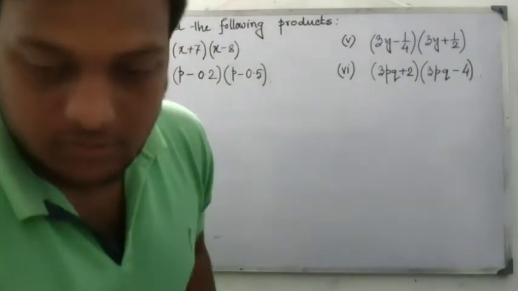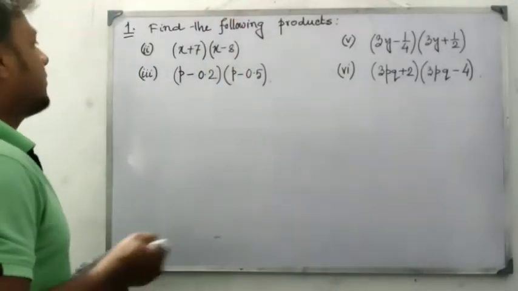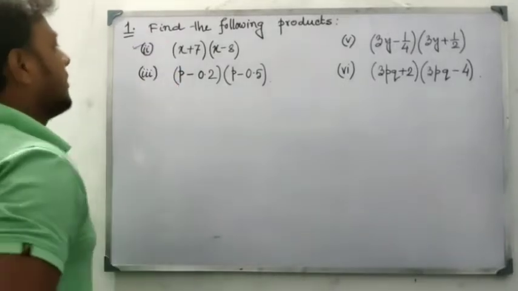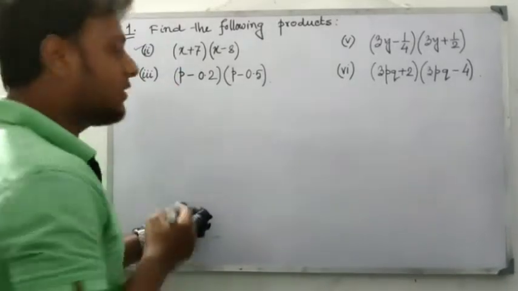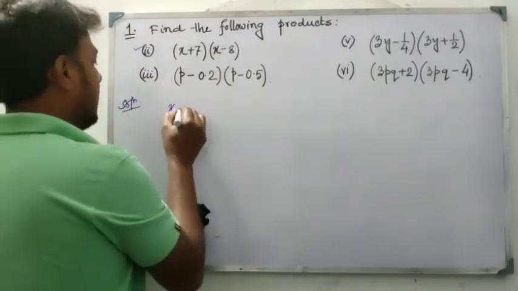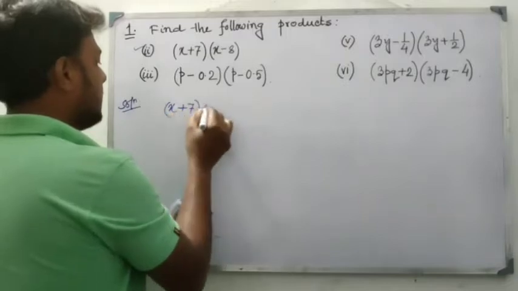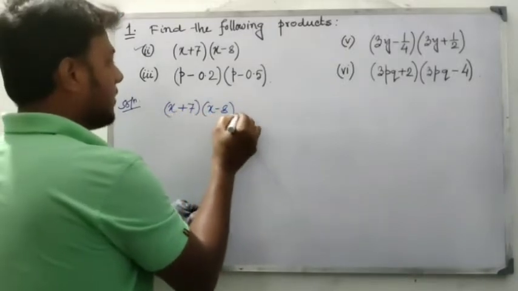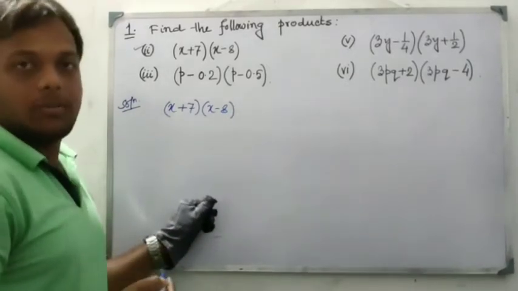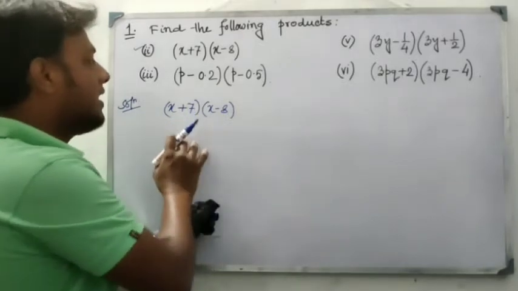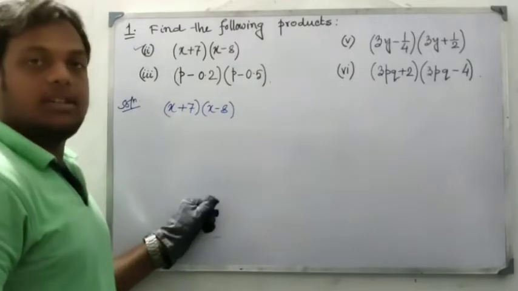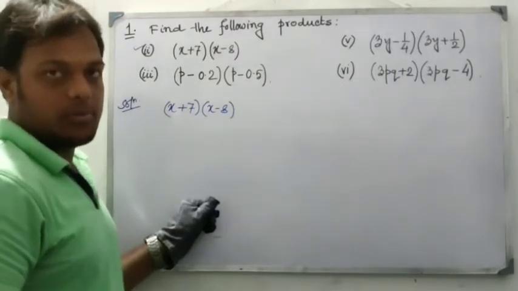So I am solving the first one. See the first problem: find the following products, and the first one is x plus 7 into x minus 8. Find the following product means you have to expand it and simplify. We can expand it by a repeated use of the distributive property.